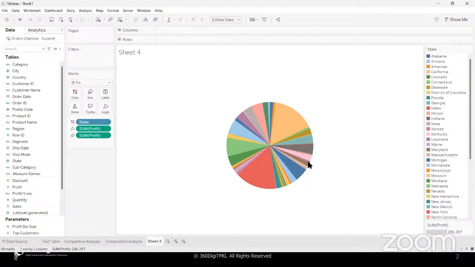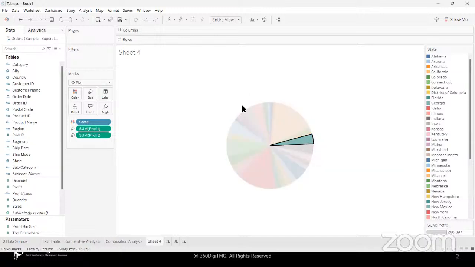Another point to remember is, now suppose you look at this blue slice for Georgia and look at this gray slice, which is Pennsylvania, or this purple, or this gray slice for Ohio. Georgia, 16,250. It is a profit. And what about Ohio? 16,971, but it is a loss. And look at the size of these slices. Both of them are of the same size.